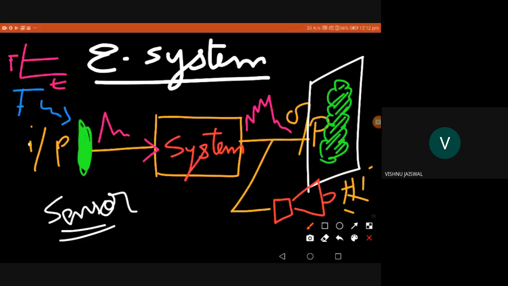Okay. And sometimes the system output may be used for some actuation. What is actuation? Actuation may be switching on a motor, switching on an alarm, switching on some emergency lights, etc. For example, my system output may be used to increase the speed of the motor, decrease the speed of the motor, or braking. So that is also called actuation. Okay, so that is another option.